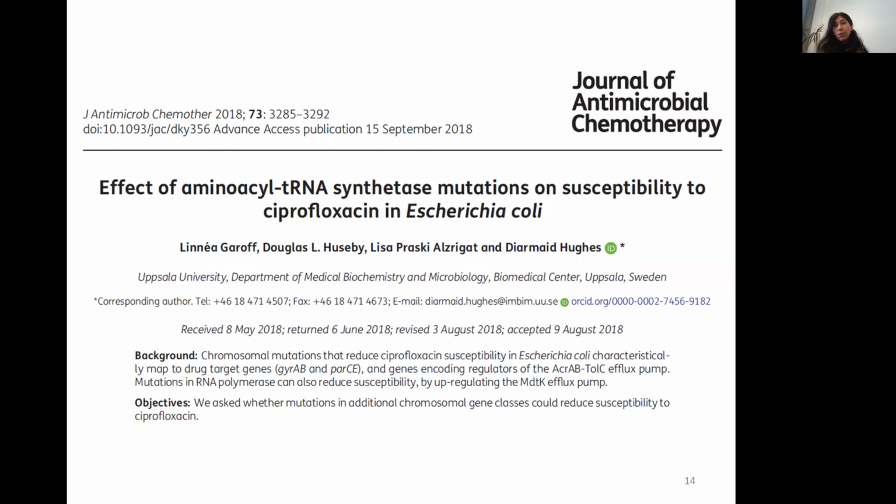We also found some synonymous variants in the valS gene. valS is a kind of ARS, or tRNA ligase, and ARS is an enzyme that attaches the appropriate amino acid onto its corresponding tRNA. As you can see here, there is evidence that mutation in ARS enzymes increases ciprofloxacin resistance. This is happening by upregulating the expression of efflux pumps.